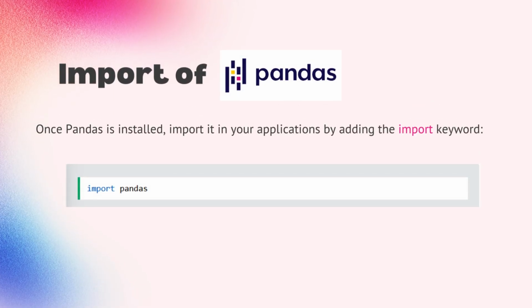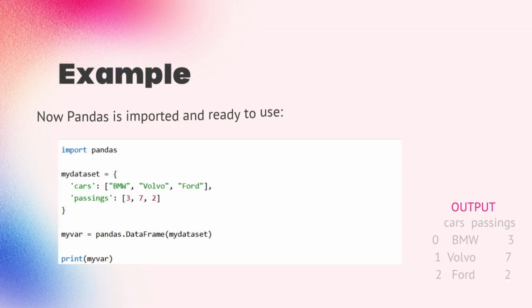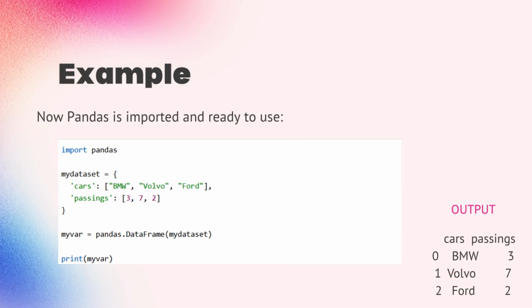Now let's see the installation of Pandas. Install it using the command given on the screen. Then import Pandas. Once Pandas is installed, import it in your applications by adding the import keyword and the name Pandas. Now Pandas is imported and ready to use. I display the example, and the output is at the right corner.